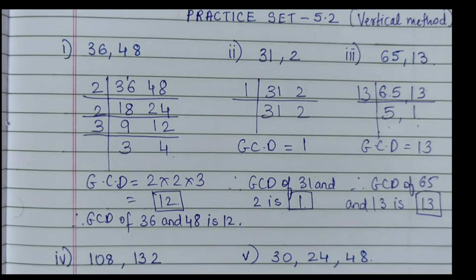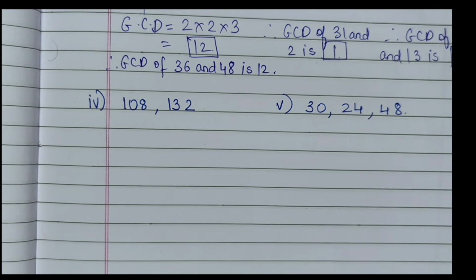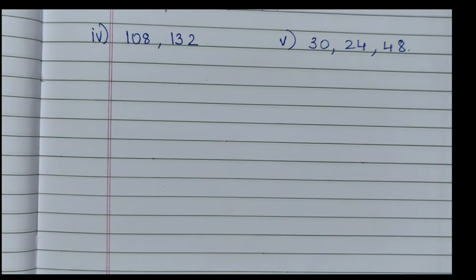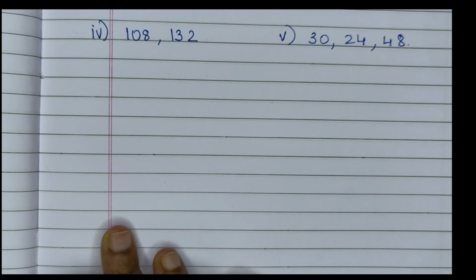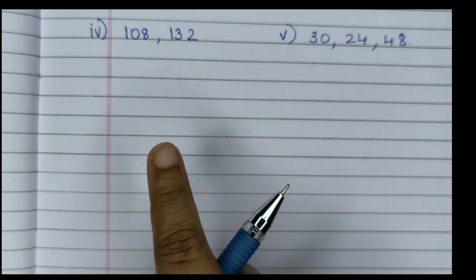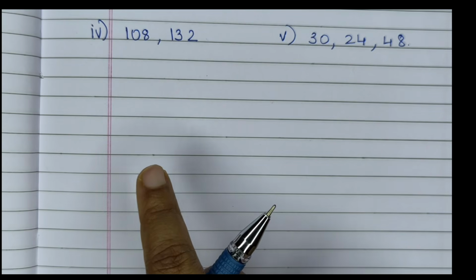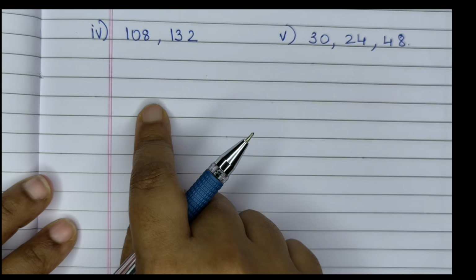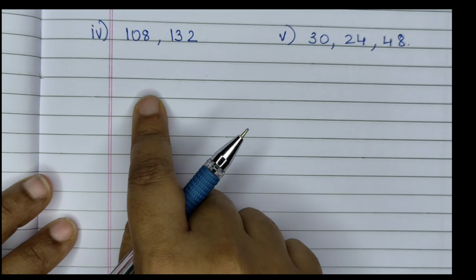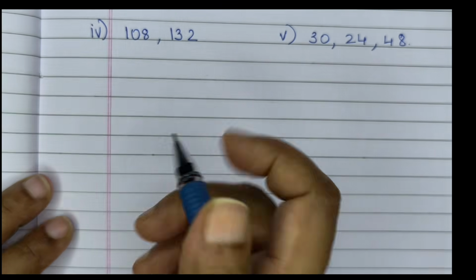Now see the next two sums, 108 and 132. Okay, now here I am only doing the first part. The second part, word problems, I am not doing. I only wanted to show you this method, the vertical method. So the word problems will be the same, but only find the GCD by this method. The statements will be the same. I'll just show you at last.